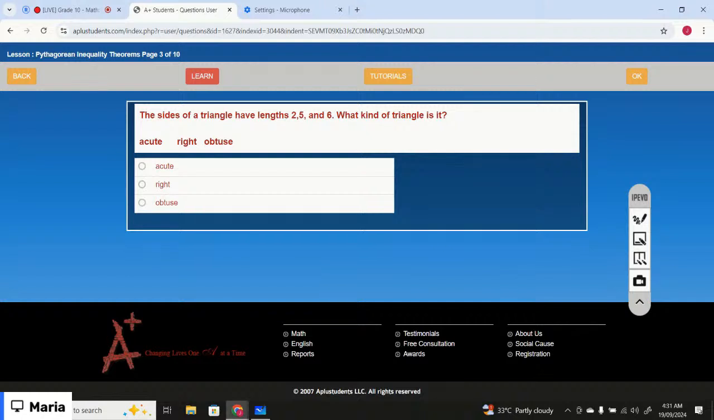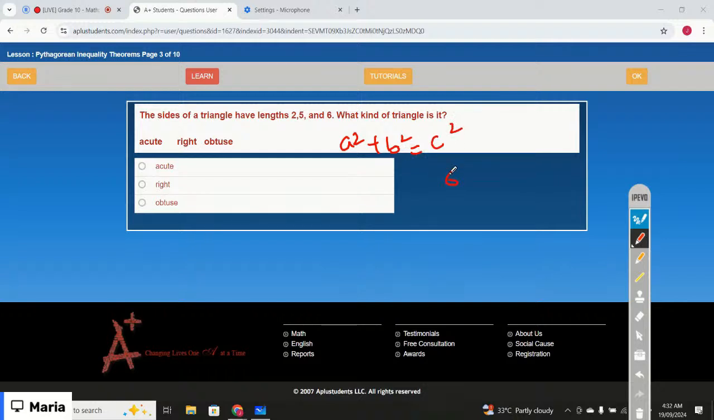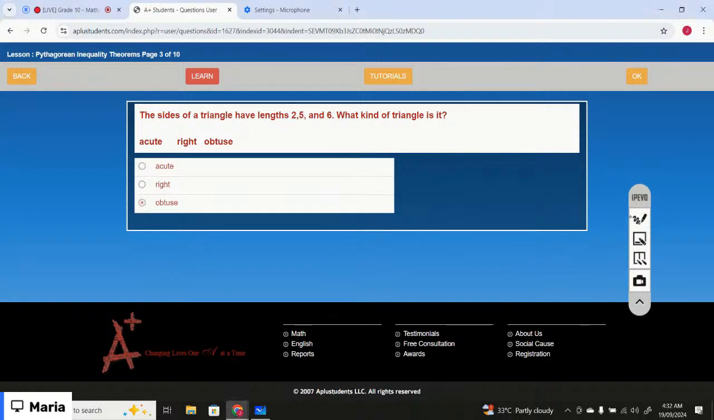The sides of a triangle have length 2, 5 and 8. What kind of triangle is it? That is a square plus b square equals c square. So c is 6. 29 is less than 36, right? Then that means that is the obtuse triangle. The correct option is obtuse. Option number 2 is the correct option.